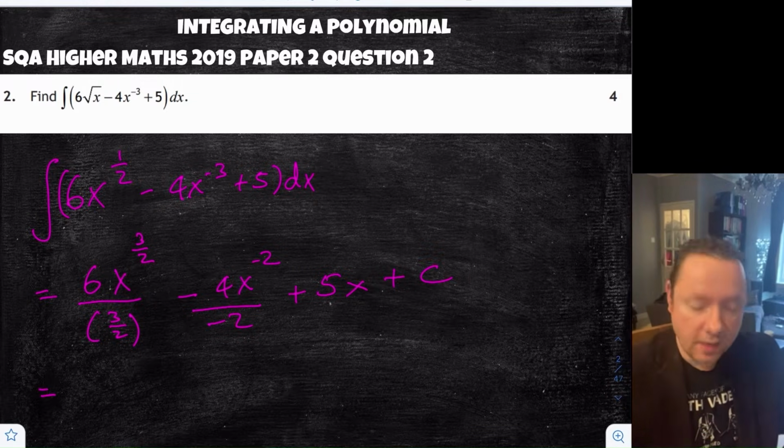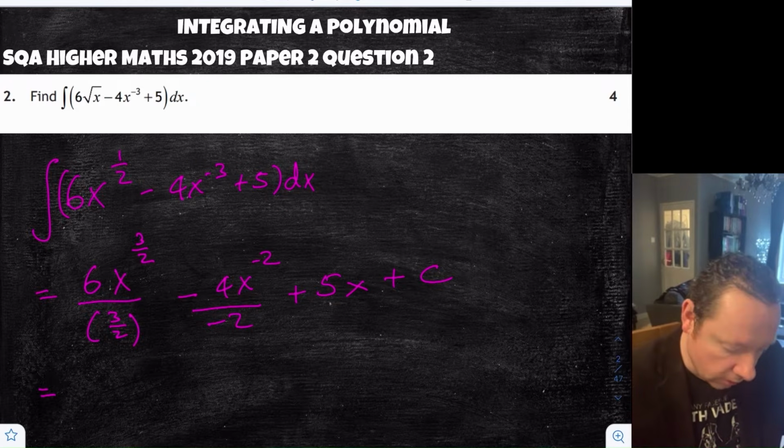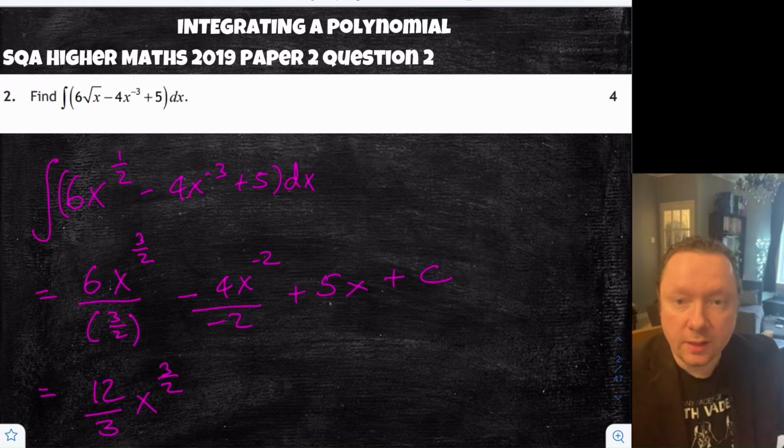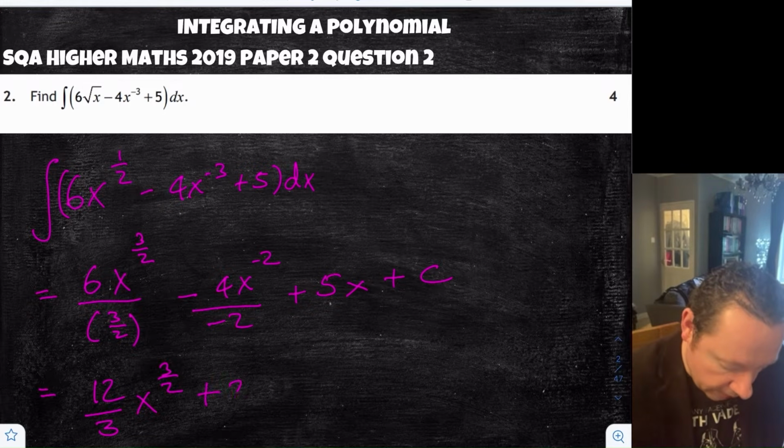Okay, dividing by a fraction is the same as times by its reciprocal. So I can just do 6 times 2 is 12. So that's 12 over 3, x to the 3 halves. 4 divided by 2 is 2, minus divided by a minus is a plus, so plus 2x to the minus 2, plus 5x, plus c.